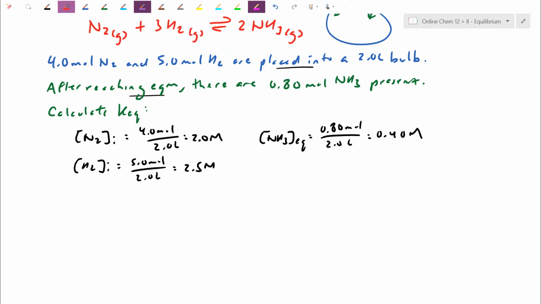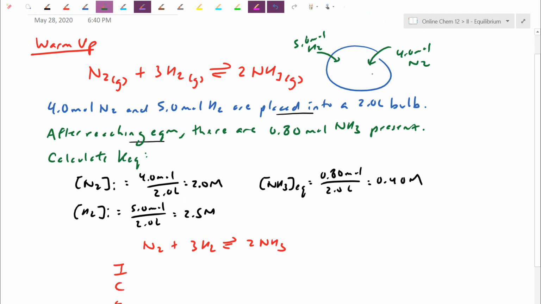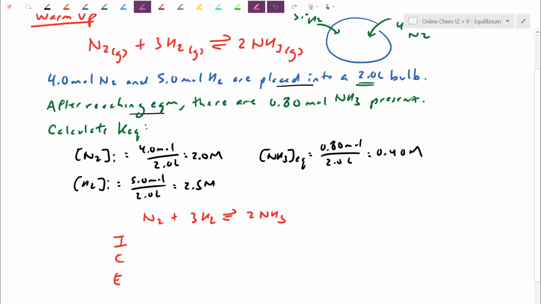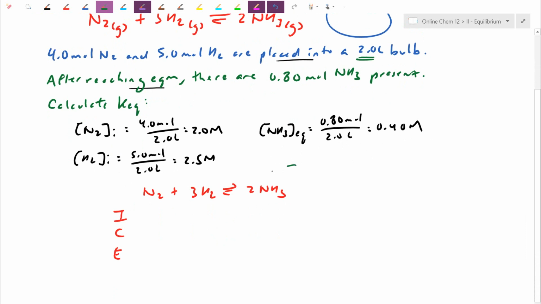As we set up our ice table, we're going to use the equation as our heading. So let's take N2, 3H2. This is in equilibrium with 2NH3. We're going to do our ice table, I-C-E, down the side. The I again stands for our initial. Initially, yes, I knew the actual moles, but because our volume is 2 liters, I'm going to use concentration. So you can make a note to yourself: use concentrations on the ice table.